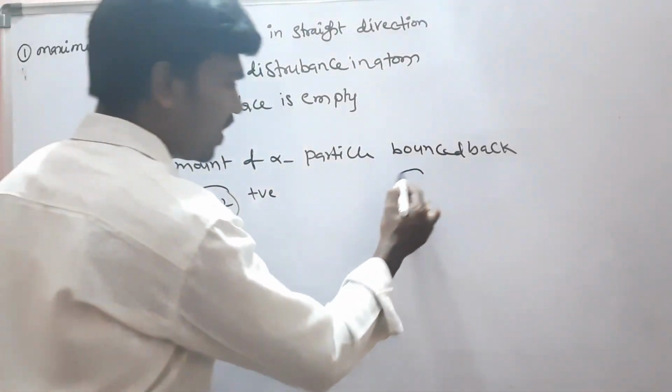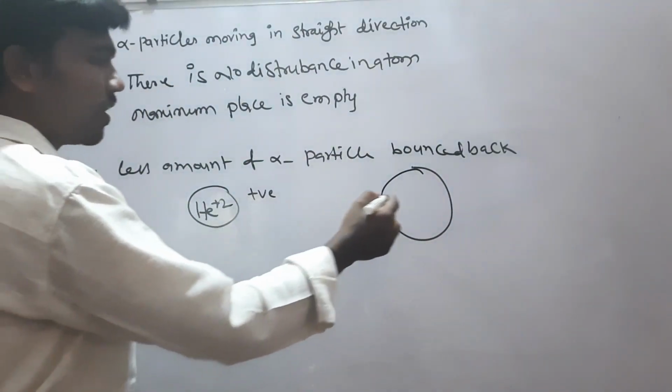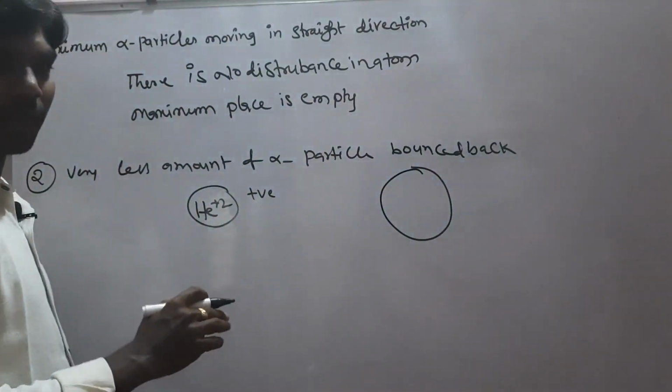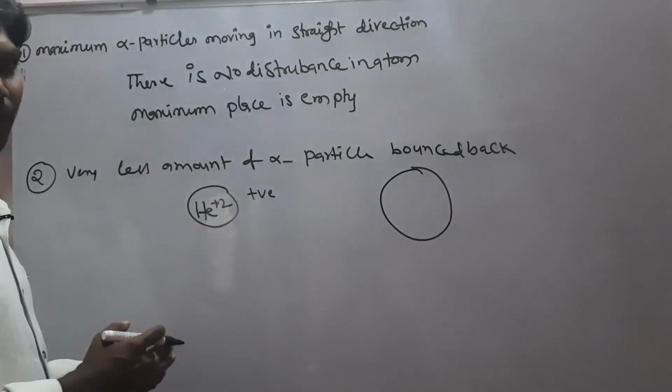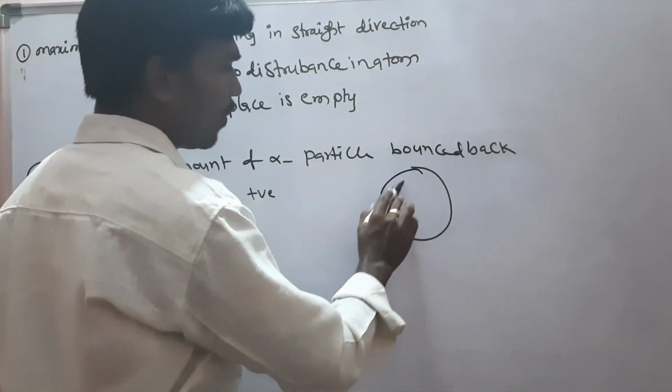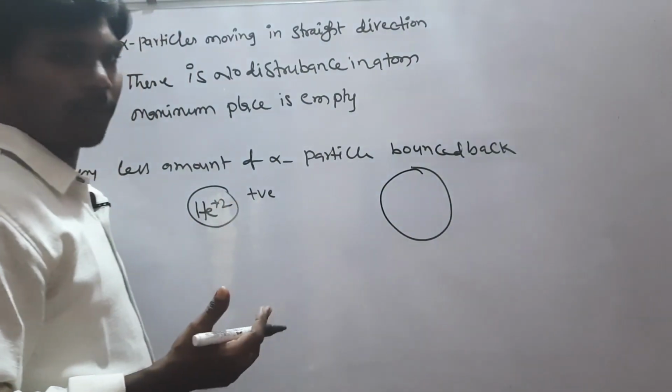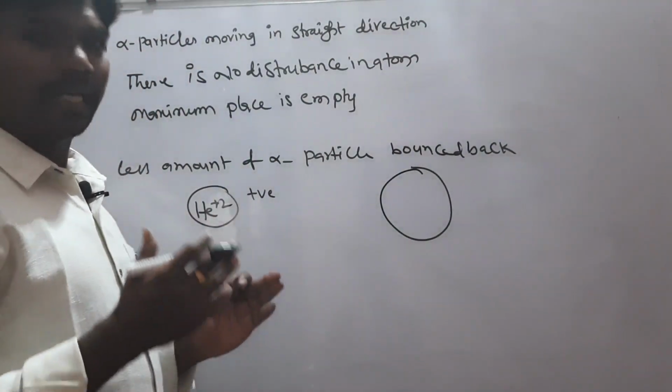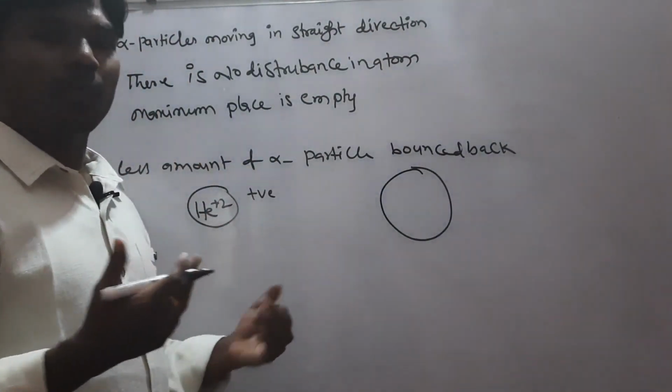In an atom, which charge will repel? The repelling charge should be a positive charge. Then only will it be repelled by that positive charge. According to the Thomson atomic model, positive charge is distributed throughout the atom. If that were real, all alpha particles should be bounced back.